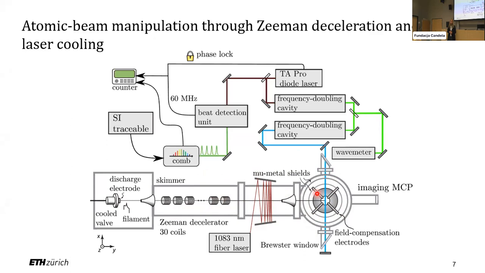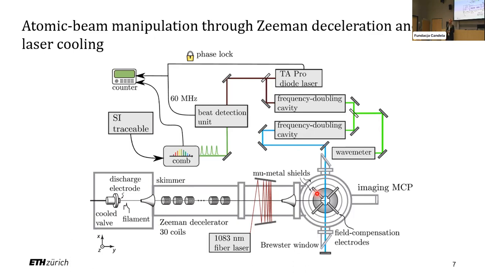Okay, please. Maybe a stupid question, but why can't you use the normal Zeeman slower scheme, where you have a continuous gradient of the magnetic field and you go through it?